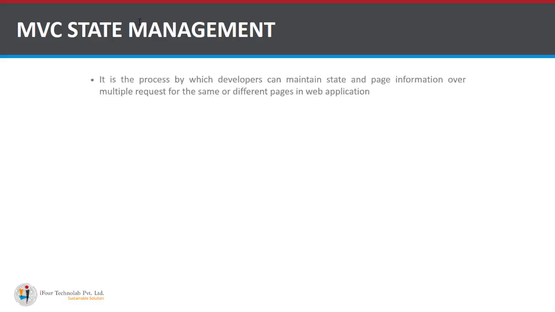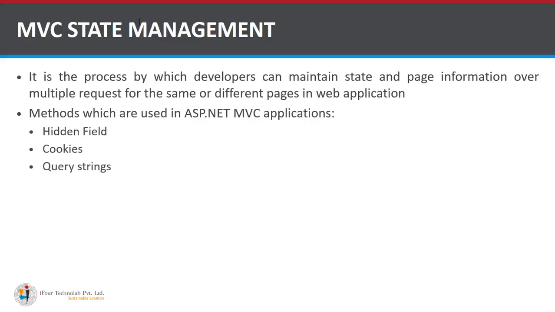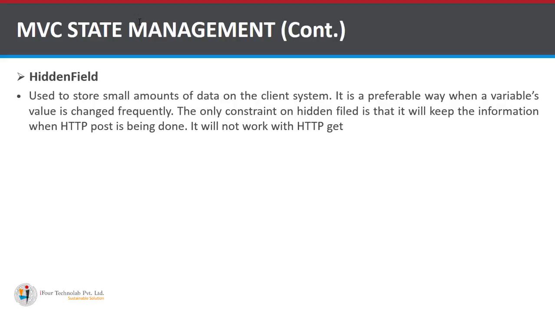Next one is MVC state management. It is a process by which a developer can maintain a state and page information over multiple requests from the same or different pages in a web application. Methods which are used in an ASP.NET MVC application are hidden field, cookies, query strings, ViewData, ViewBag, TempData. Now, what is hidden field? It is used to store a small amount of data on the client system. It is a preferable way when a variable's value is changed frequently. The only constraint on hidden field is that it will keep the information only when HTTP POST is being done. It will not work with HTTP GET.